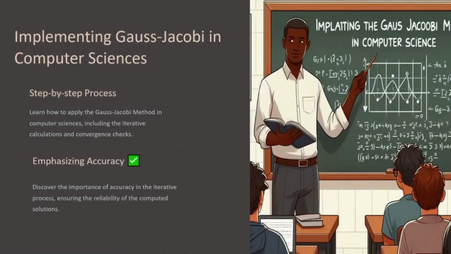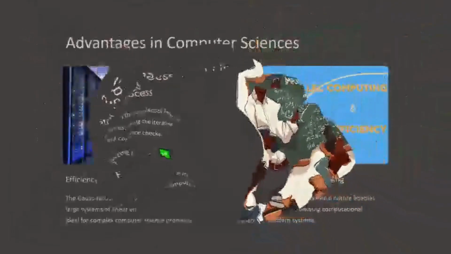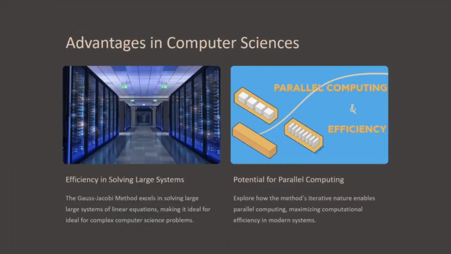Now, we have implementing of Gauss Jacobi method in computer sciences. First is the step-by-step process. We learn how to apply the Gauss Jacobi method in computer sciences, including the iterative calculations and convergence and the other methods. And second is emphasizing accuracy. We'll discover the importance of accuracy in the iterative process, ensuring the reliability of the computed solution.